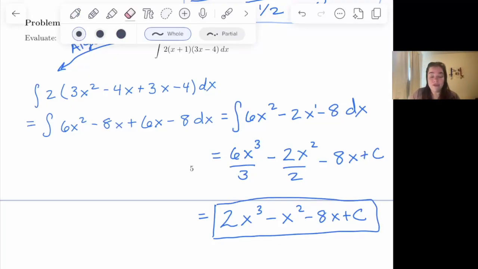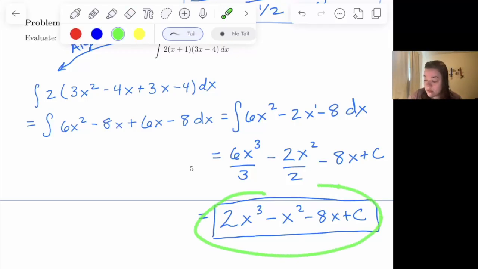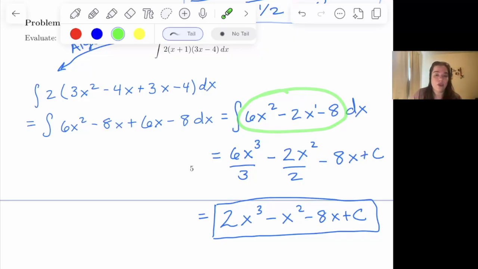And remember, if you wanted to check your answer, one thing you could do is take your final answer, take the derivative of this final answer. So take the derivative of that final answer, and you should get your integrand function as the answer.